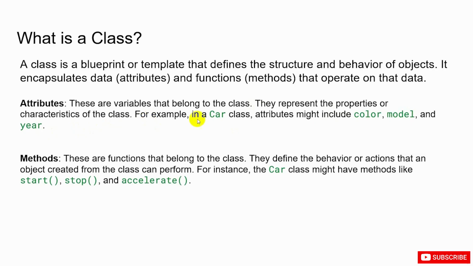So for example, a car class attribute might include color, model, and the year. And the methods for these are functions that belong to the class. They define the behavior or actions that an object created from the class can perform. For example, the car class might have methods like start, stop, and accelerate. Okay, so you can see here, properly understanding what a class is.